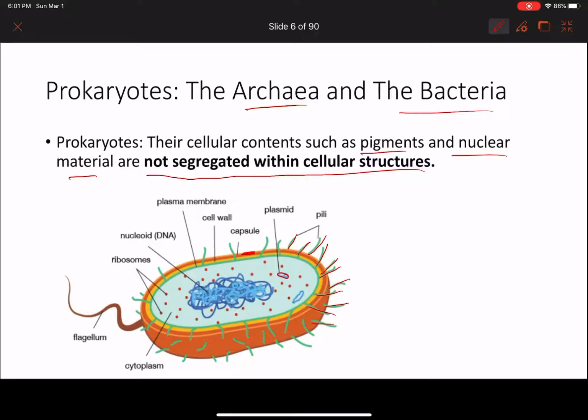You can see the cell wall, the yellow one here, and the plasma membrane after the cell wall, and you can see the DNA of that bacteria. You can see the ribosomes, these red dots, and the cytoplasm, this green stuff that's carrying the ribosomes, and you can see the tail. We call it flagellum, which pushes the bacteria to move around.